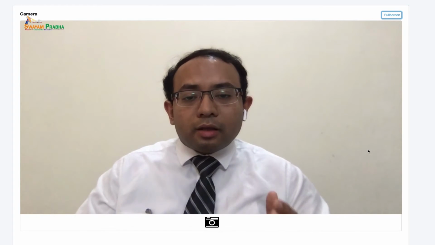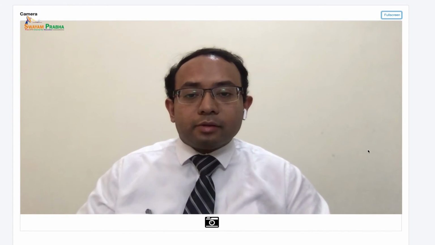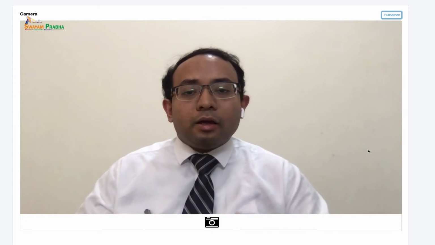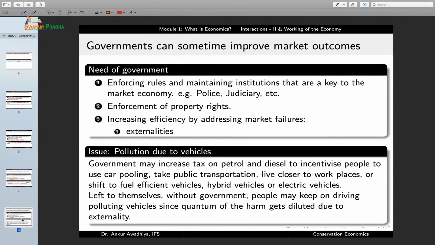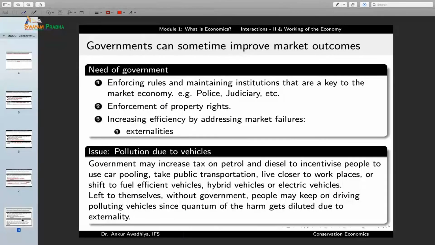And the government may set up a mechanism to internalize the externality so that the allocation of resources becomes much more efficient. So, for instance, in the case of pollution due to vehicles, the government may increase tax on petrol or diesel, or may even tax the selling of these vehicles. And if there is a tax on petrol or diesel or the vehicles, this taxation will increase the price of using these vehicles. Now, increasing of this price will result in an incentive. It will induce people to do something.